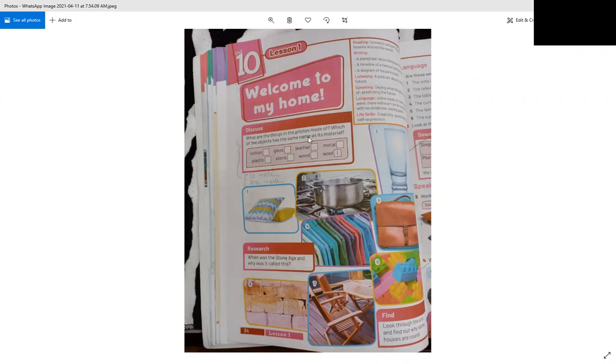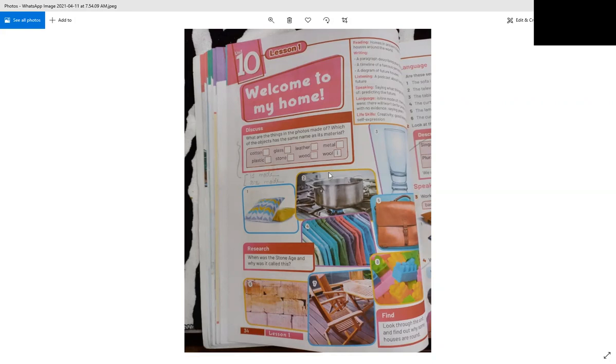What are the things in the photos made of? Which of these objects has the same name as its material? Now, let's look here. These are the materials: cotton, glass, leather, metal, plastic, stone, wood, wool. Now, let's look at the pictures.